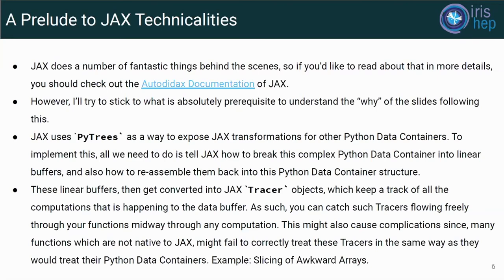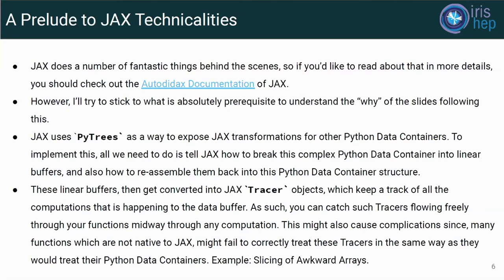So that's PyTrees. The second important point is that, very early in the computation, these linear buffers get converted into JAX tracer objects. These JAX tracer objects keep track of all the computations happening on the linear buffer. As such, you can easily catch these tracers flowing freely through your functions midway through any computation. This is a very good thing that JAX does, as it enables us to get runtime auto-differentiation instead of source-to-source.